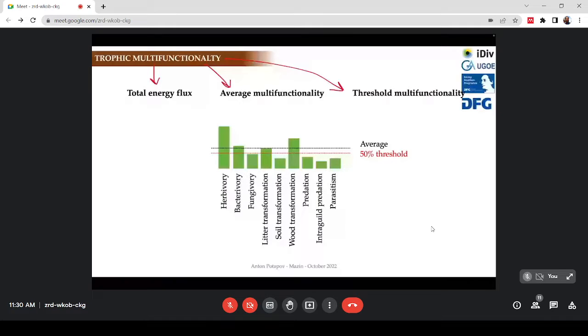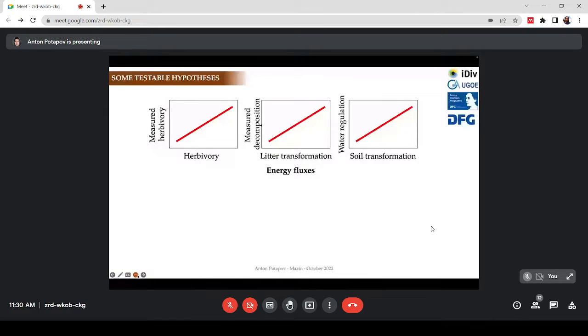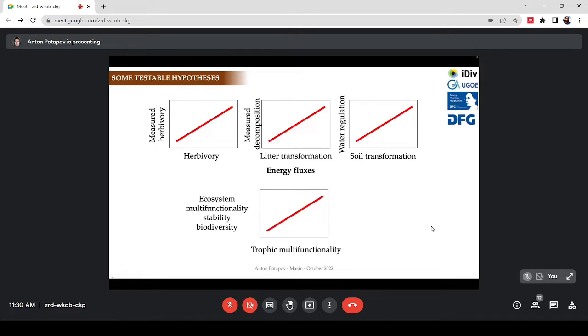So this is more a conceptual story, and of course, there are still some hypotheses to be tested. So we still have to understand how well these processes evaluated in soil food web reconstructions are linked to the ecosystem level processes and what this connection depends on. So if we measure herbivory, would it be the same as when we estimate herbivory from the energy flux approach? And the same relates to soil transformation, water regulation, for example. And the overarching hypothesis could be here that ecosystem multifunctionality, stability, and biodiversity positively scale with trophic multifunctionality. So to have healthy ecosystems, multifunctional ecosystems, stable ecosystems, and biodiverse ecosystems, we need to have these features in the food webs that are present in these ecosystems.